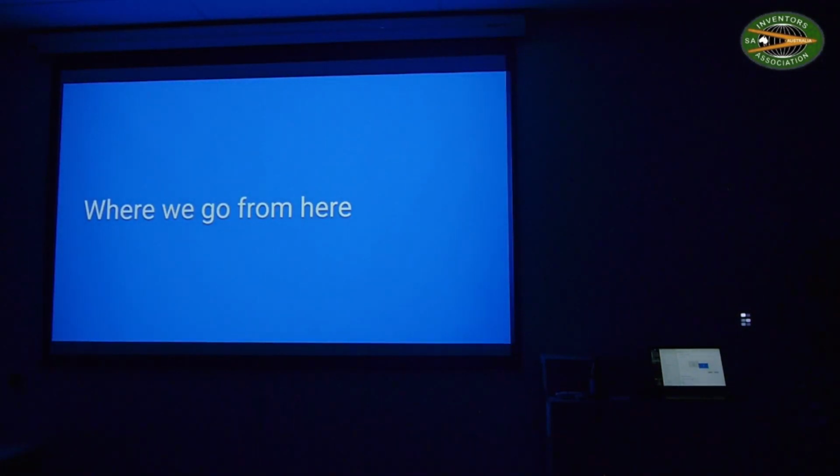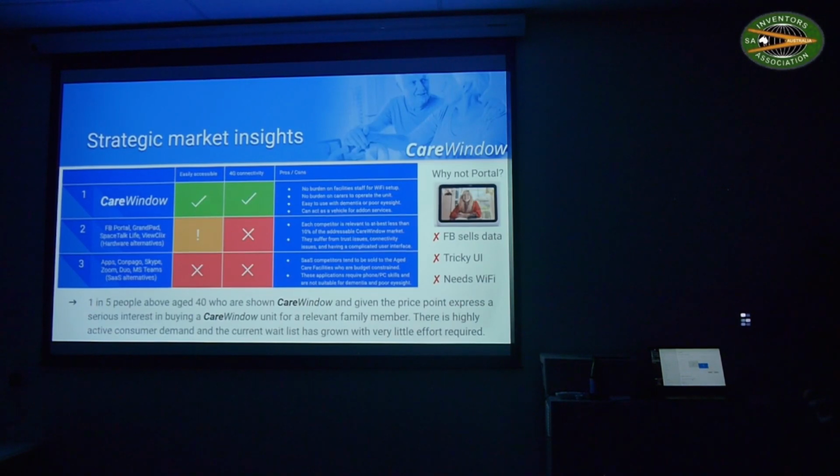And what do we do next? So where do we go next? So our strategic market insights show that we're a unique product in market right now, which is fantastic. There's similar products, but nothing that does exactly what we do. There are devices designed for older people to use, but they're still multi-purpose. They still have a lot of buttons, so they don't solve the problems that our device solves.